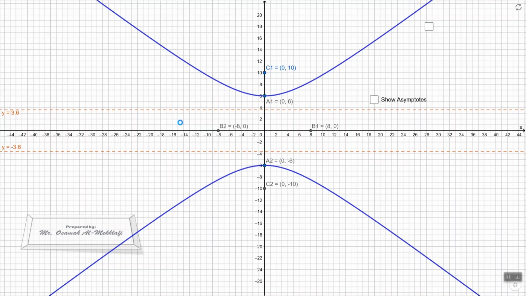But with the hyperbola, if you notice carefully, this one is 12, but this one is 16. So we cannot say that 2A is the major axis and 2B is the minor axis. Instead, we call them other names. We say that this is the transverse axis. The word transverse means cutting, so it cuts the hyperbola because this one cuts the hyperbola. And this is called the conjugate axis because it does not cut the hyperbola.